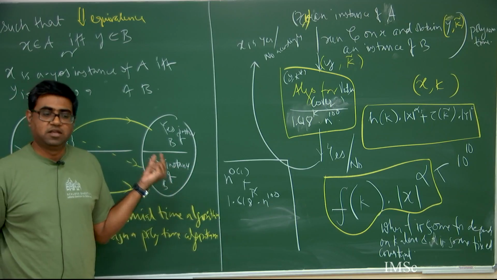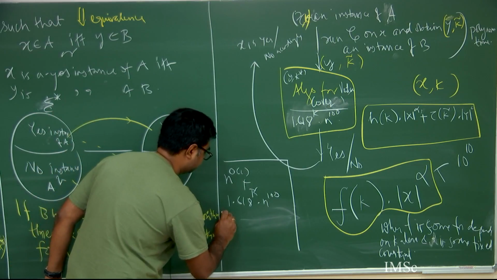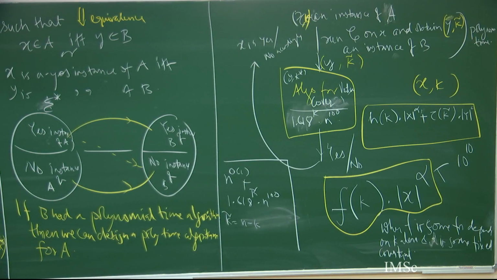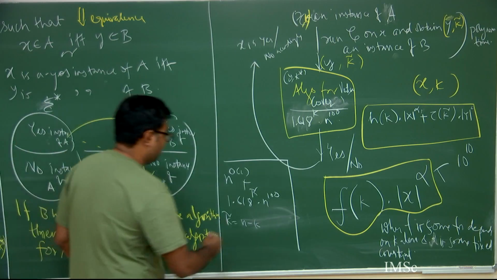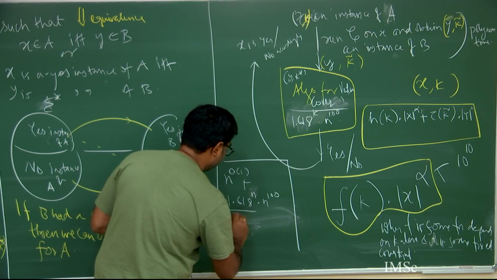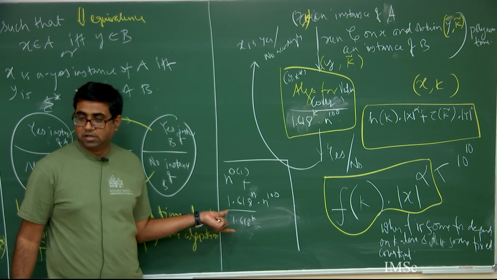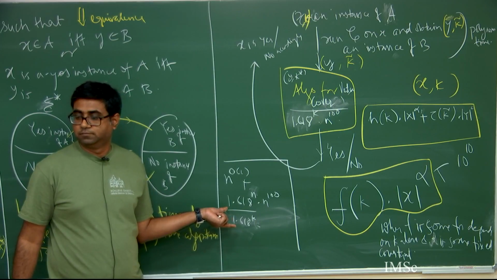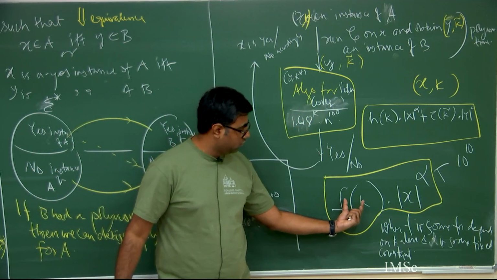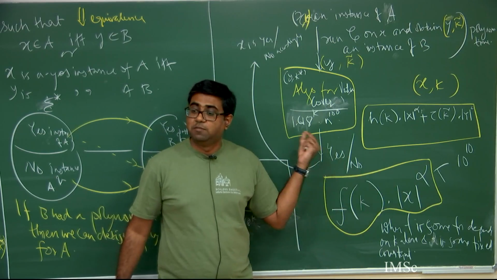But is this an FPT algorithm? Why? Because look at k tilde. k tilde is n minus k, right? So all I have got is basically an algorithm with running time 1.618 to the power n divided by 1.618 to the power k. By no stretch of imagination can I say that this is an FPT algorithm, right? For an FPT algorithm, we were supposed to design an algorithm which ran in time f of k times polynomial in n, where k was the input parameter.